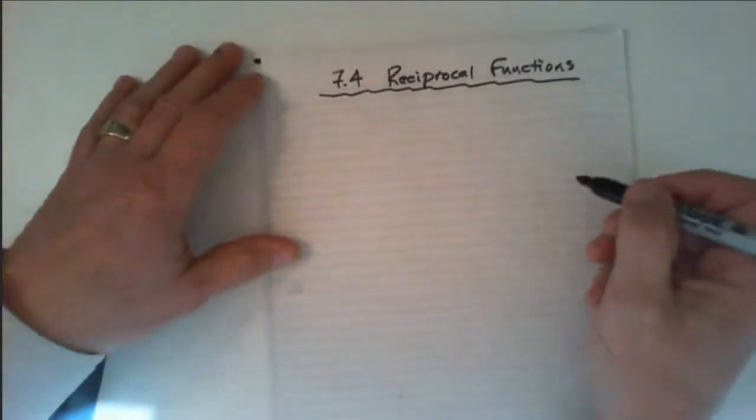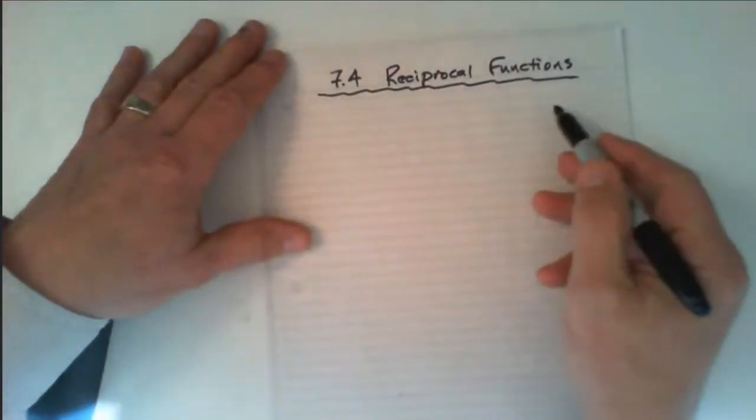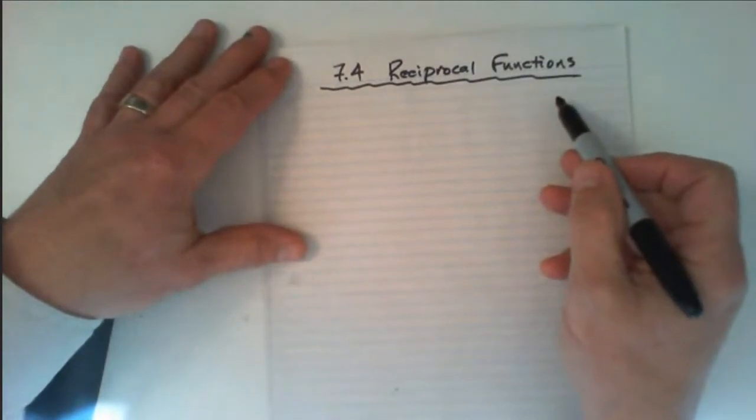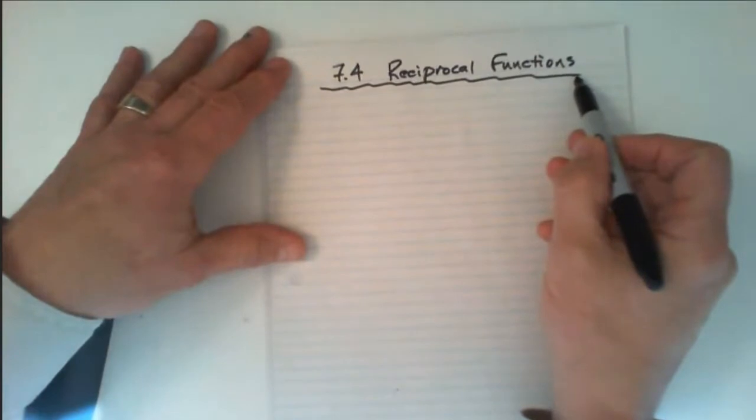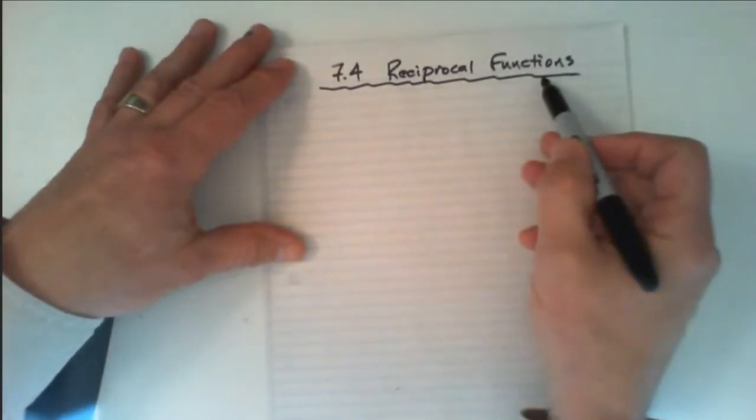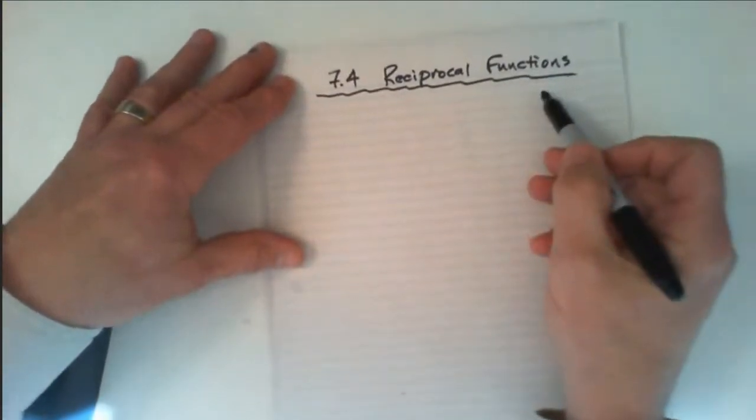Okay, welcome back. It's 7.4, which is reciprocal functions. And continuing on with the concept of functions, remember that we are graphing these. So we are looking at drawing the graph of a reciprocal function. So what is a reciprocal function?